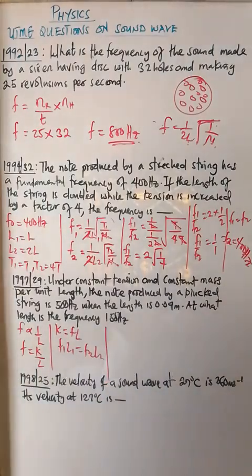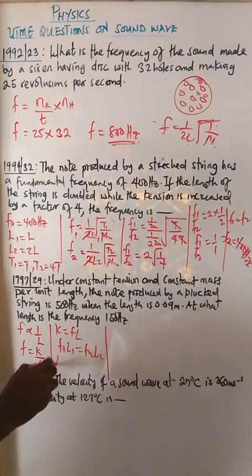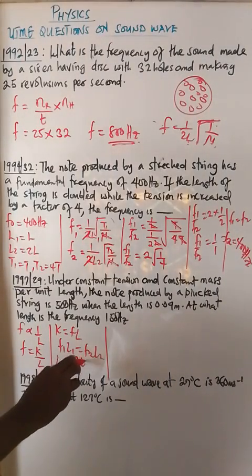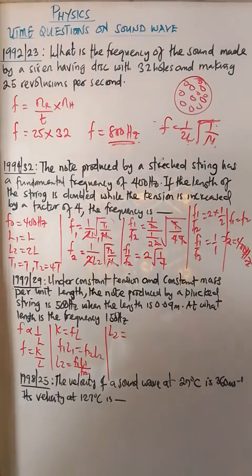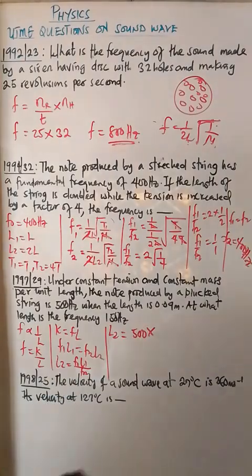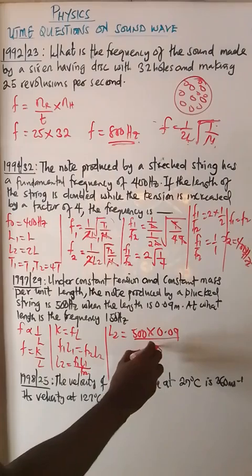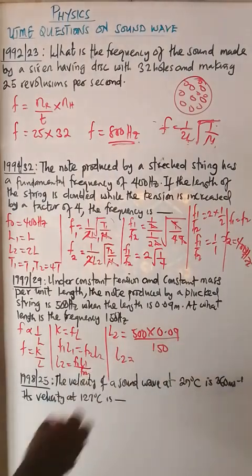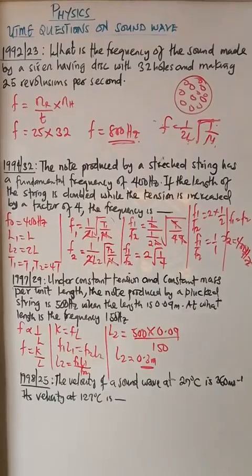Our aim is to get the second length, the length at which the frequency is that. So our L2 becomes F1 L1 over F2. What is F1? The first frequency is 500 Hz. L1 is 0.09. F2 is 150. By the time you press the calculator, you get the final answer to be 0.3 meters.